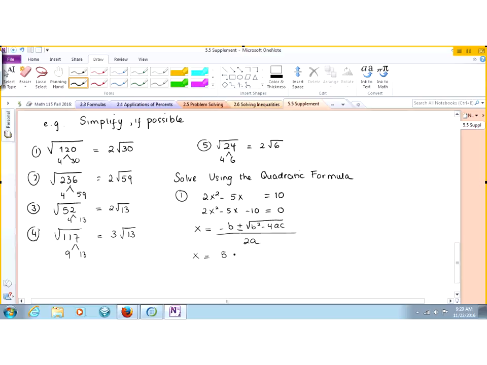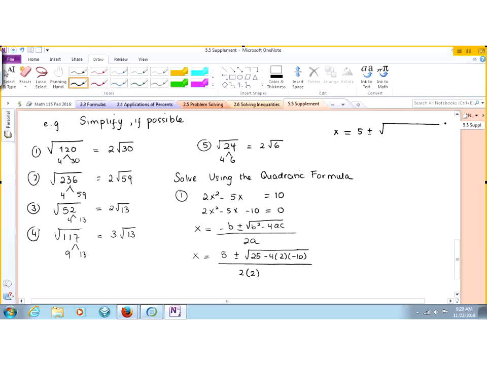Okay. So negative b, what is negative b? 5 plus or minus square root of b squared. What is b squared? 25 minus 4 times 2 times negative 10. Everything divided by 2 times 2. All right. So what is x equals?